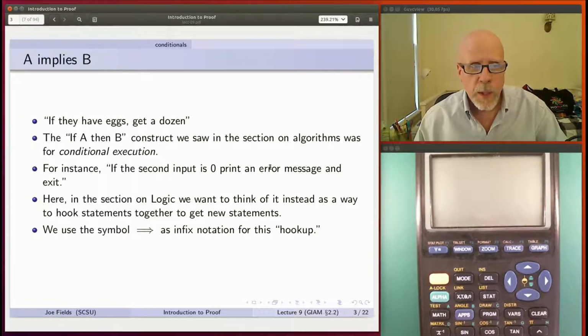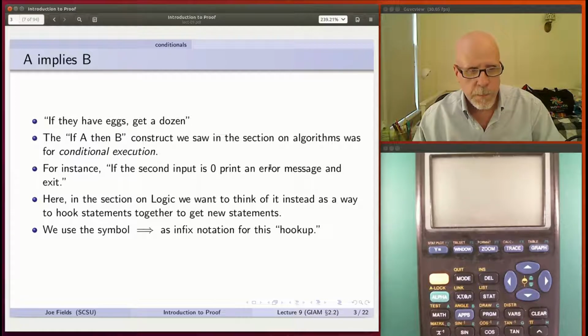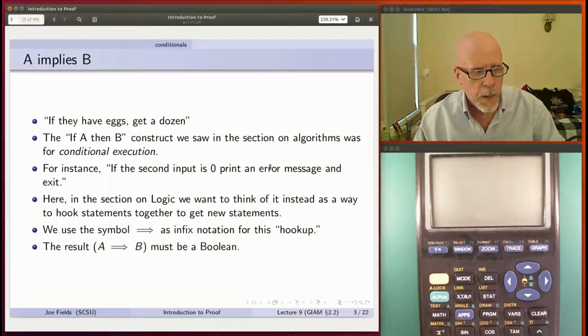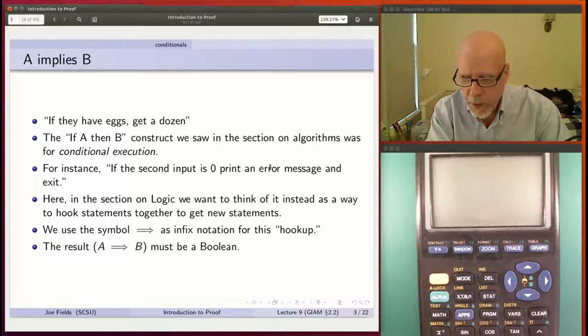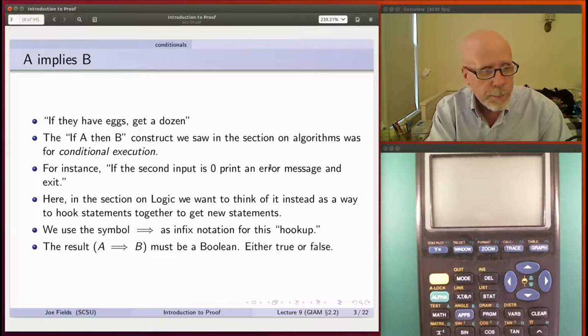And really, the way to think of this is the symbol we're going to use, the little arrow, is a way to hook statements together to get new statements. So the result, A arrow B, must be a Boolean thing. The result of this has to be a statement too. I should say must be. We want it to be a new logical statement, so it's going to be either true or false.